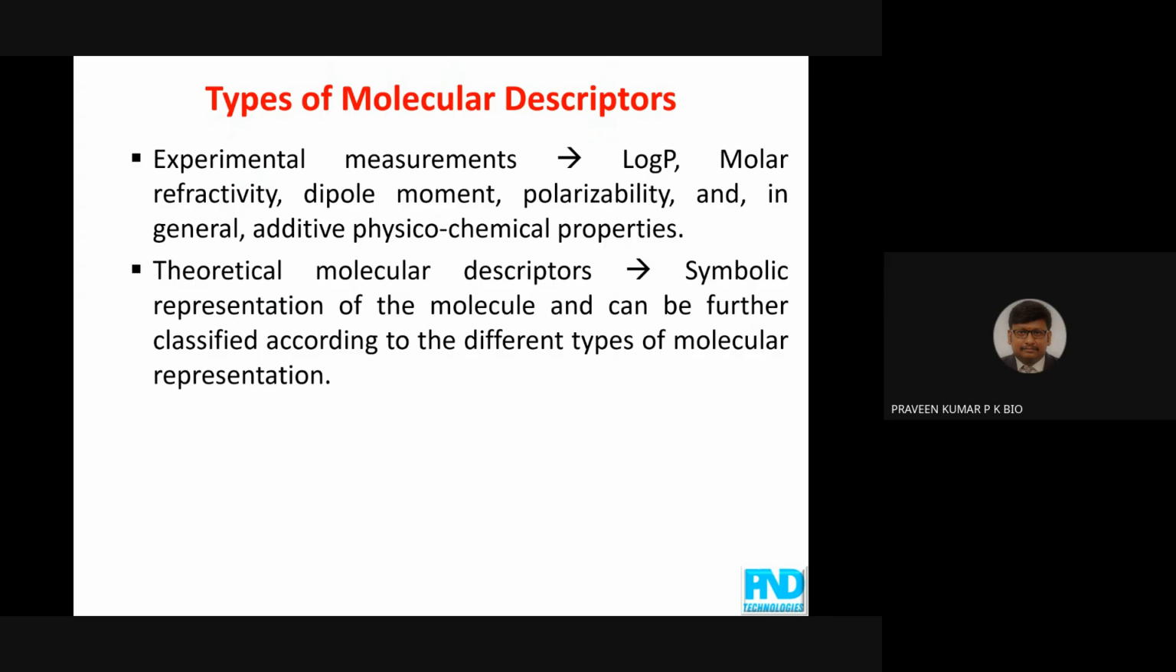Now let me take you to the types of molecular descriptors in QSAR. Actually, we have two types of descriptors. One is experimental measurements, or experimental descriptors, and the other is the theoretical one. Experimentally, one is able to determine the log partition coefficient. How can we calculate the log partition for a compound? Anyone know how to determine the partition coefficient, that is log P, for a drug through an experimental approach?